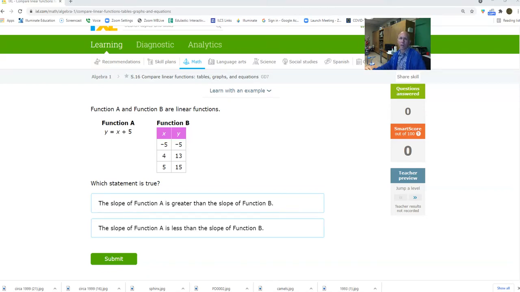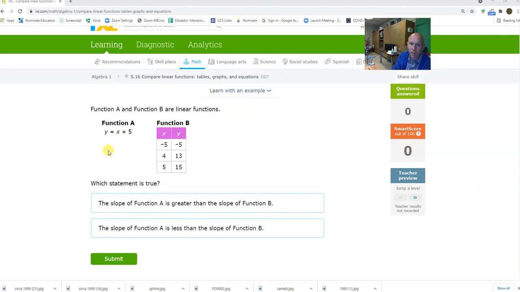Hey, it's Mr. Barr, and this is an IXL that deals with comparing linear functions, tables, graphs, and equations. And in the notes, we had this kind of a triangle where we have a table, we have a graph, and we have an equation, and all of those have a slope in them, or a rate of change. Slope, rate of change, same thing. So let's take a look at how to compare them.